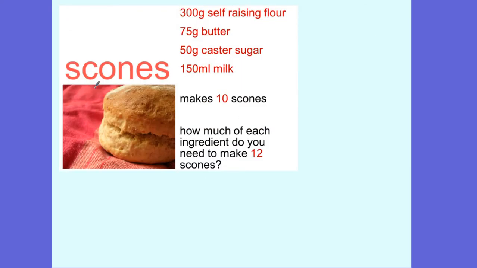Okay, Year 7, here's the recipe for scones. I've told you this makes 10 scones. How much of each ingredient do you need to make 12 scones? Pause the video for 10 minutes. Have a go at these questions in your light blue books, please. And here are the answers I was looking for. 360 grams of flour, 90 grams of butter, 60 grams of caster sugar and 180 millilitres of milk.